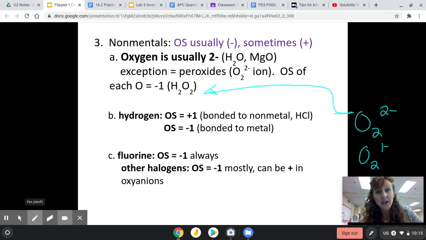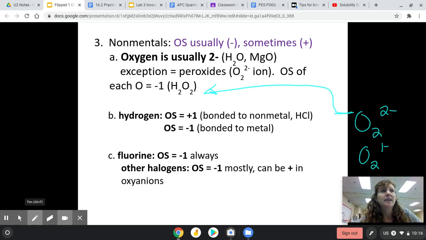Okay, hydrogen. Hydrogen is another super common ion that you're going to find. And hydrogen, especially in acids, right? Hydrogen kind of defines an acid. So hydrogen is usually a plus one, right? That's how we see it.